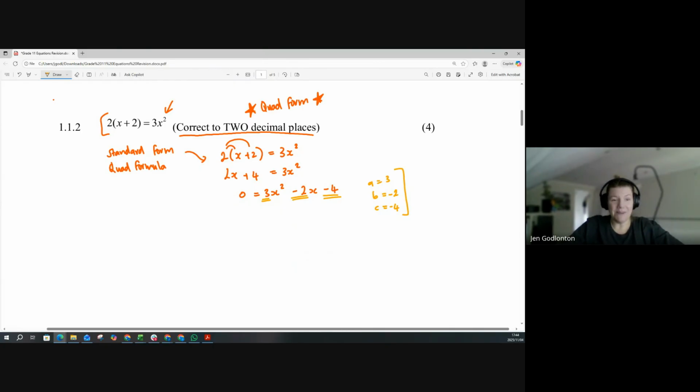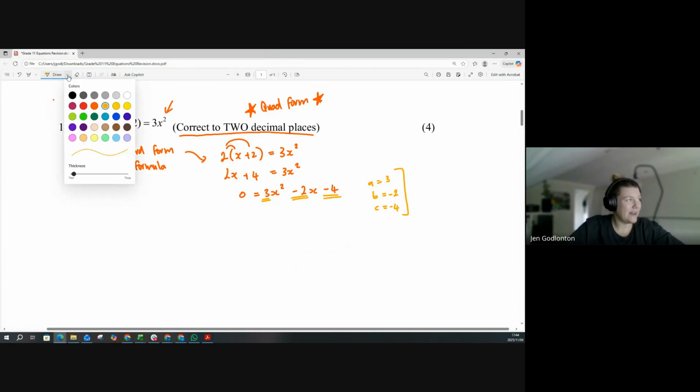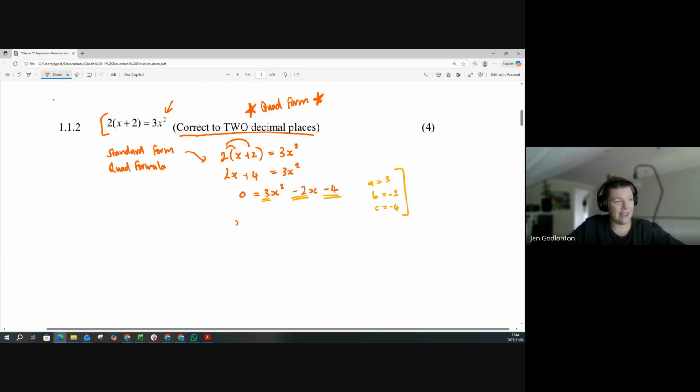Okay, so from here, we're going to just chuck it into our quadratic formula. So x is going to be equal to -2 plus or minus square root -2 squared minus 4ac all over 2a. And we pop that into our calculator. So we land up with x is equal to 2 plus or minus root 52 over 6.